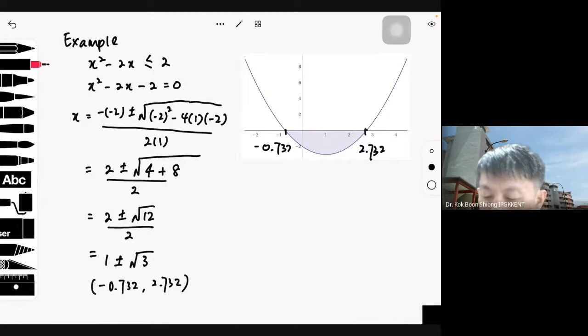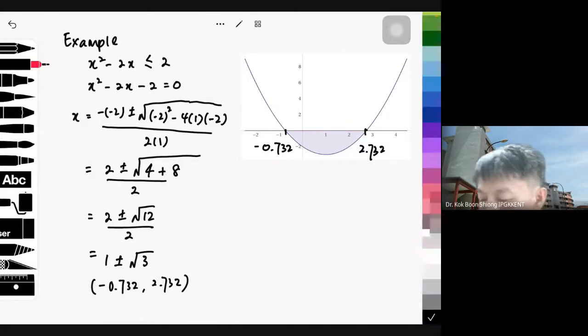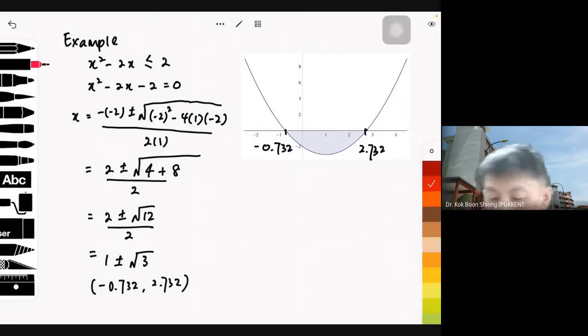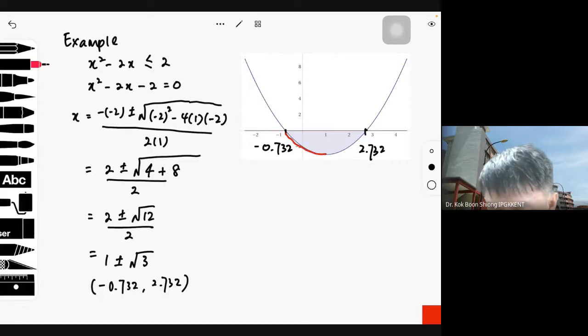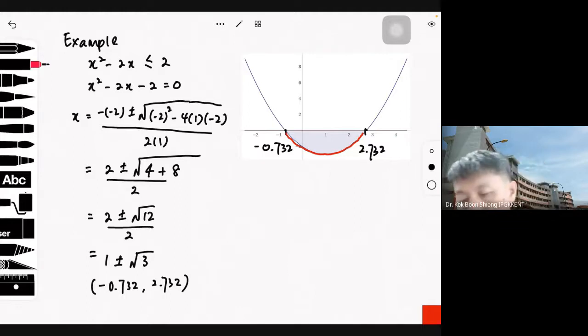Now the quadratic inequality is smaller or equal to 0, right? So where is the area of the graph we should take? Let's say we define these equations as f(x). So this part, we should take this part. Any value that falls within, the x can be used. So what is the final answer?